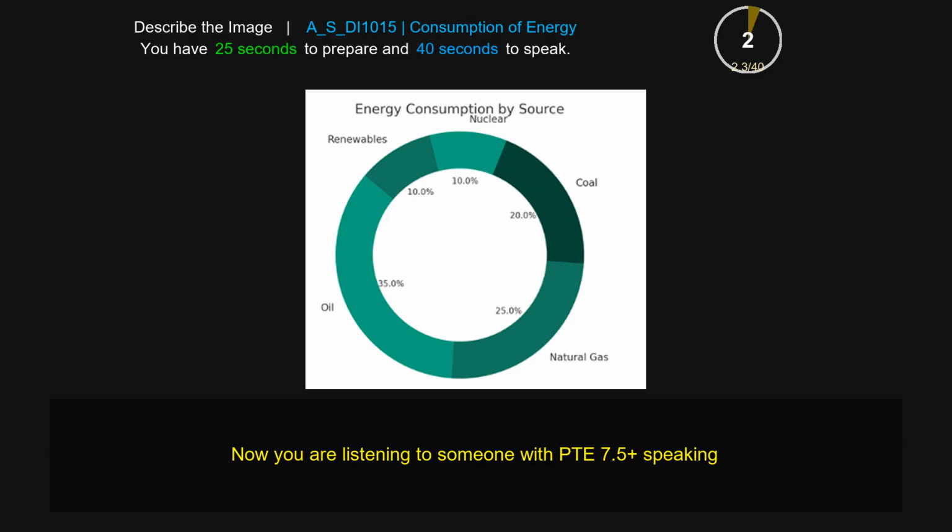The pie chart compares five different items in terms of energy consumption by source. As is shown, oil with 35% and natural gas with 25% account for a significantly large portion, while coal with 20% and nuclear and renewable with 10% represent a smaller share. Overall, it is clear that oil is the dominant category while renewable and nuclear contribute the least.